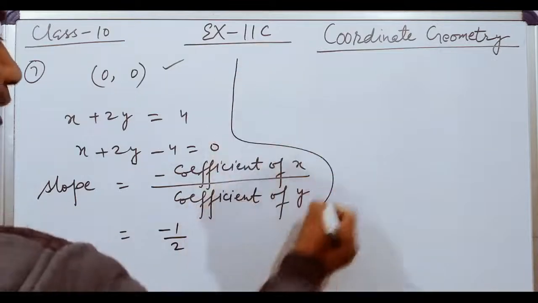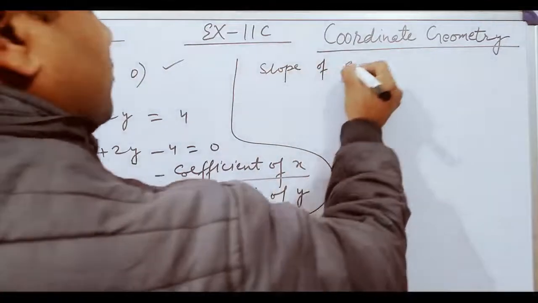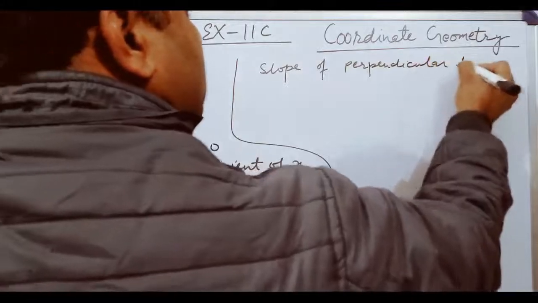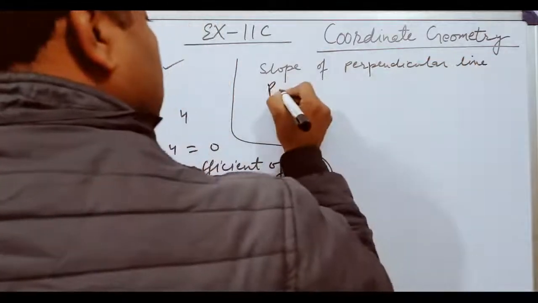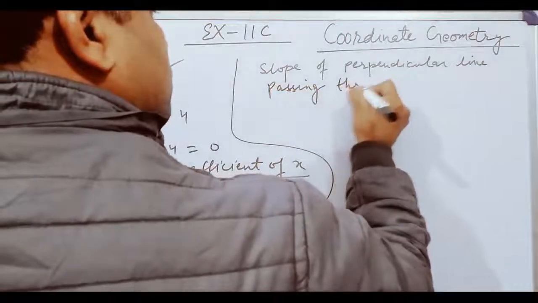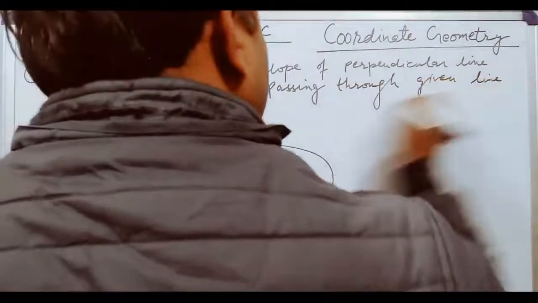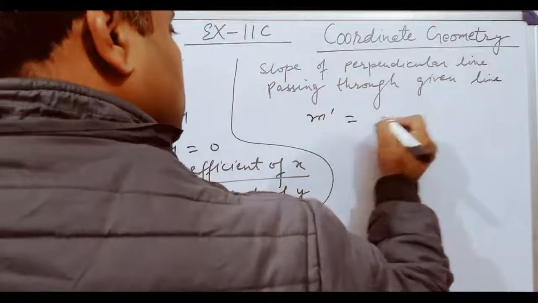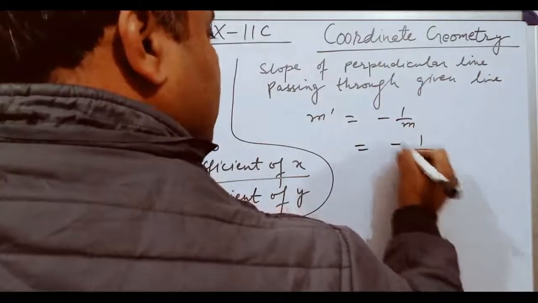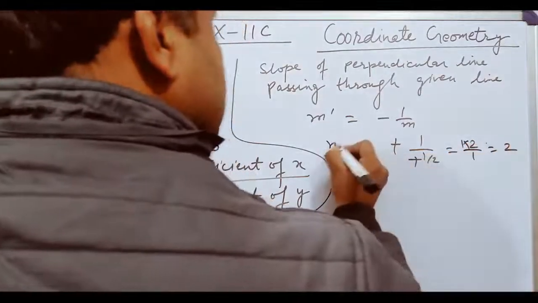Then the slope of the line perpendicular to the given line, m dash, equals minus 1 upon m. Minus 1 upon minus 1 upon 2: the minuses cancel, 2 goes up, 1 into 2 upon 1 equals 2. This is m dash.